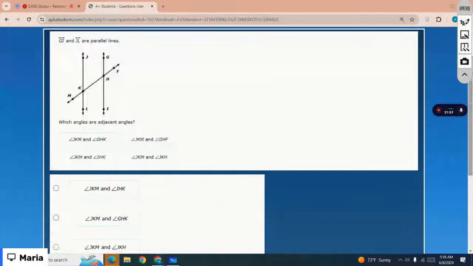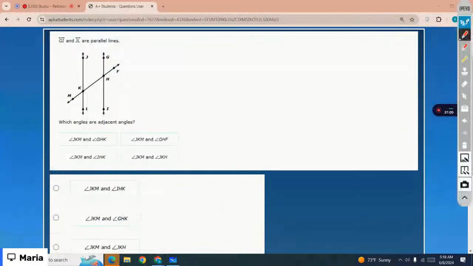Okay, GI and JL are parallel lines. Which angles are adjacent angles? Let's just see. Angle JKM and GHK, they are corresponding angles, not adjacent angles, right? Basically, adjacent angles are two angles that are side by side and share a common vertex and a common side. They must have a common vertex.